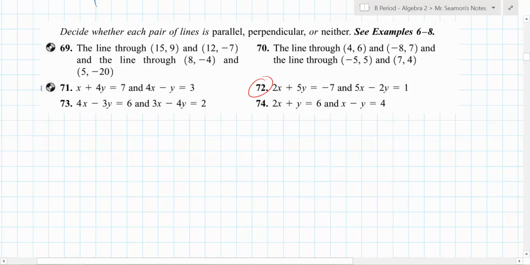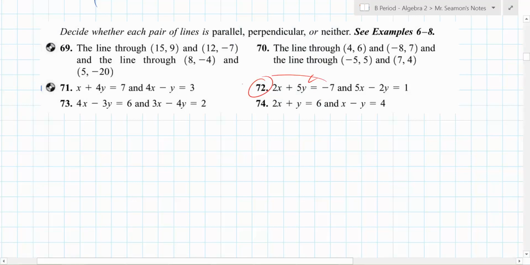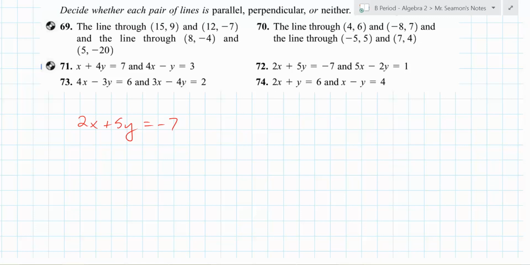So for 72, let's first do this one right here. We need to find the slope for this one. 2x plus 5y is equal to -7. What form is that in? What's the name of that form? No, it's not. That is standard form. What form do we want to put it into? You just said it. We want to put it in slope-intercept because that gives us the slope. Putting things in slope-intercept, what's that action? We are isolating y.